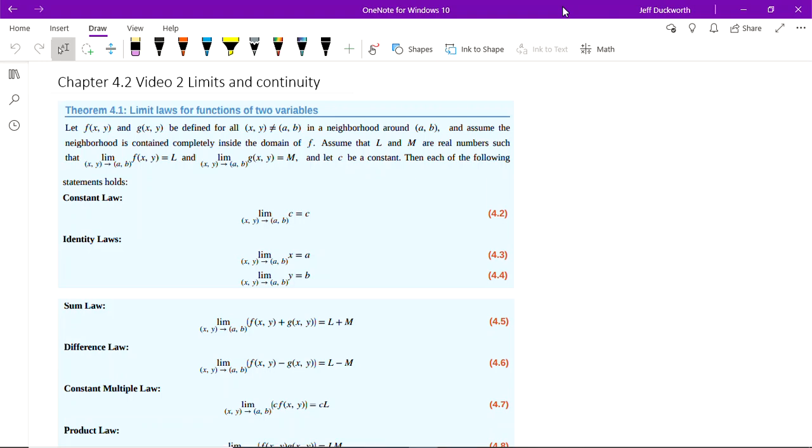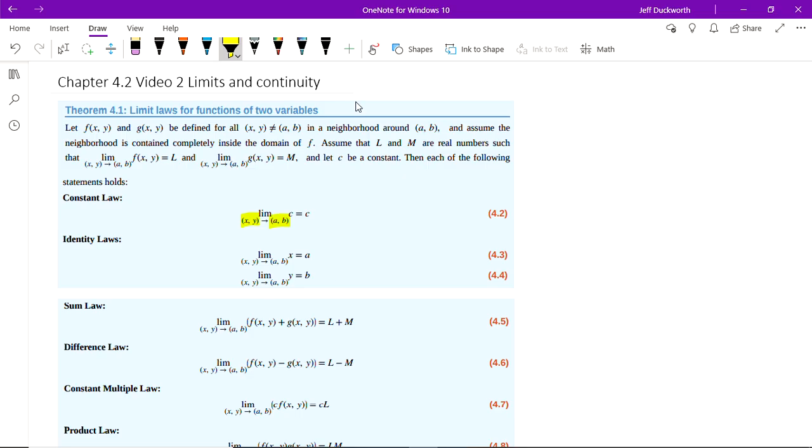All right, so now we're going to talk about the limit laws, and really the limit laws are exactly the same as the limit laws are for one variable x. The only difference is instead of x approaching some value a, now it's going to be x, y approaching some value a, b. So the constant law works. You can just pull a constant out.